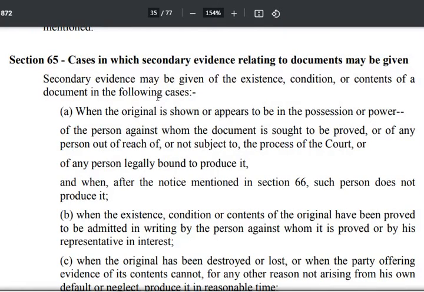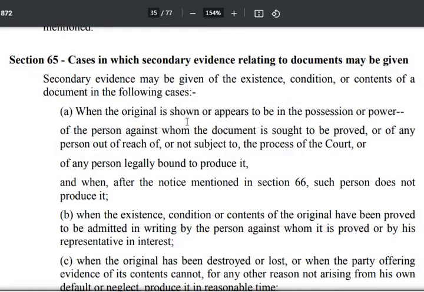Secondary evidences may be given of the existence, condition or contents of a document in the following cases. अब इसके बाद they are giving the examples where the secondary evidence can be given, and in the last you will find that what kind of secondary evidence can be given. अब secondary evidence कब दे सकते हो उसके circumstances आपको याद करने पड़ेंगे और लास्ट में लिखा है कि किस तरह के secondary evidence आप दे सकते हो.